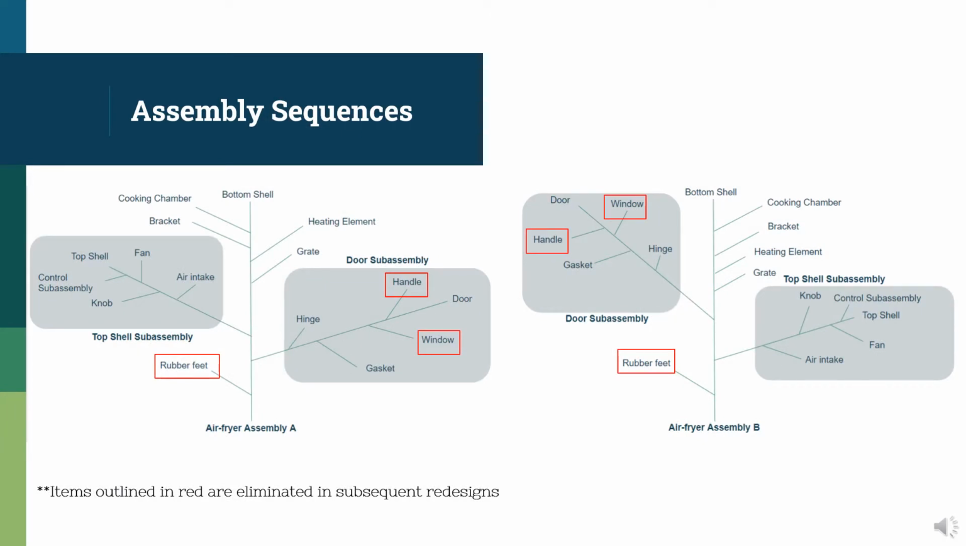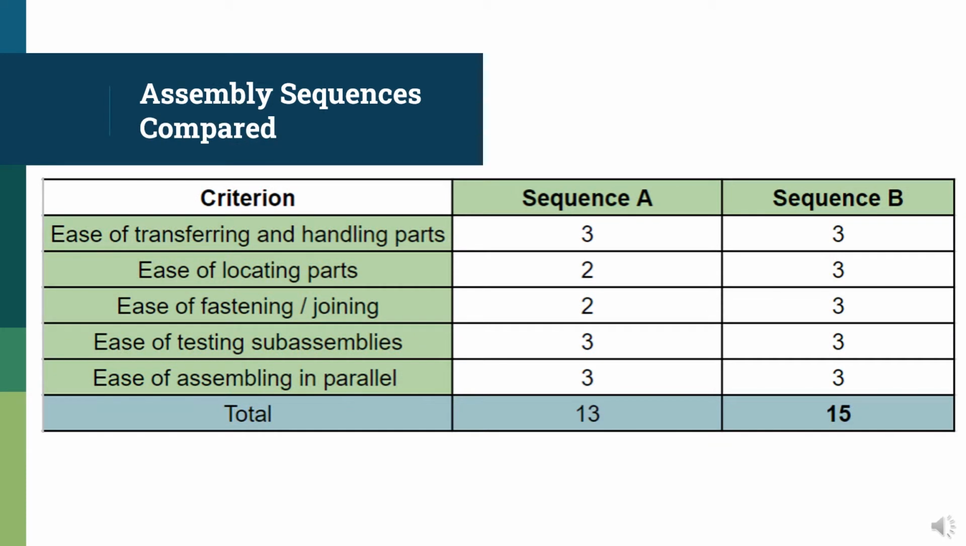For our air fryer, we have two different assembly sequences. Both begin with the bottom shell, followed by the cooking chamber, bracket, heating element, and grate. Assembly A adds the top shell subassembly, then the door subassembly, whereas Assembly B adds the door subassembly, followed by the top shell subassembly, and both end with the rubber feet. When comparing the two assembly sequences, Sequence B proves to be the more desirable sequence because when adding the door subassembly first, it's easier to locate and join parts.